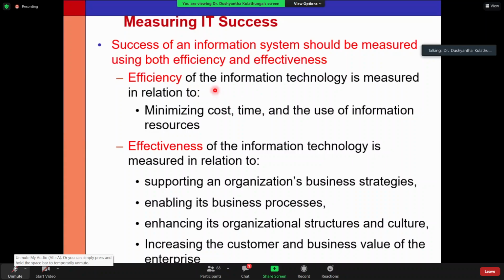Okay, now again, is there any question regarding the measurement of efficiency and measurement of effectiveness?